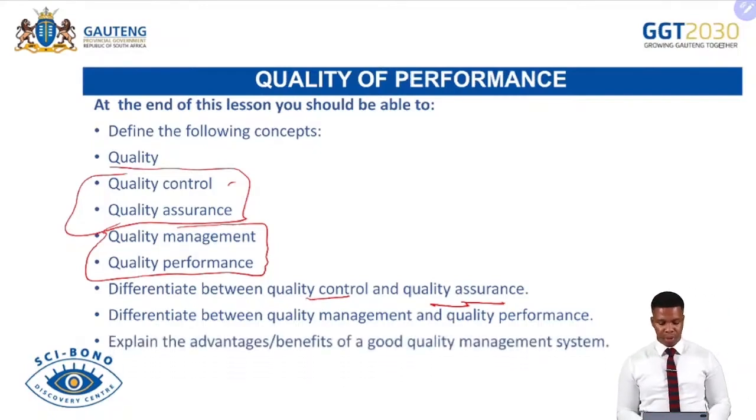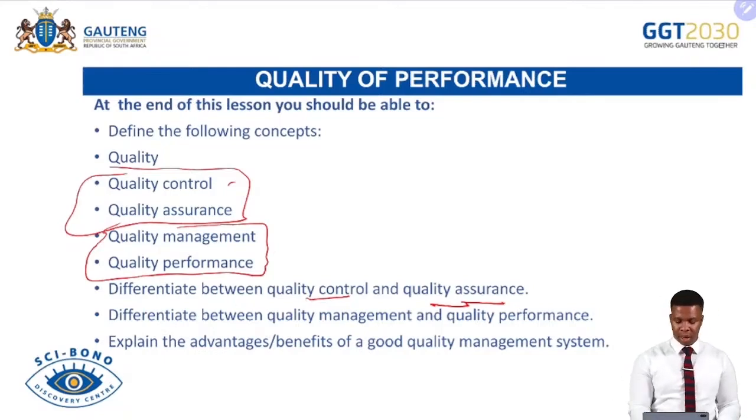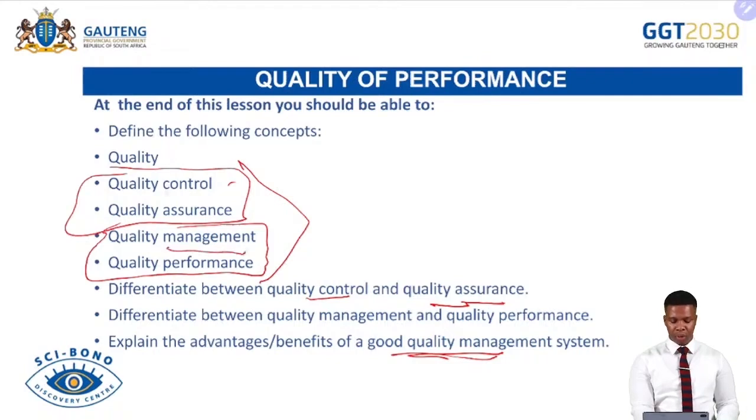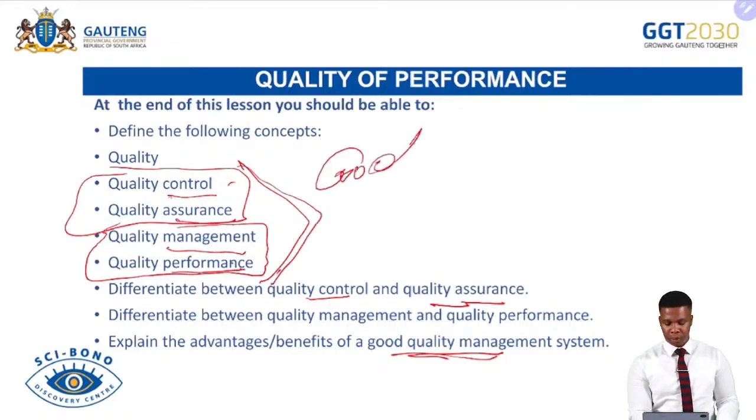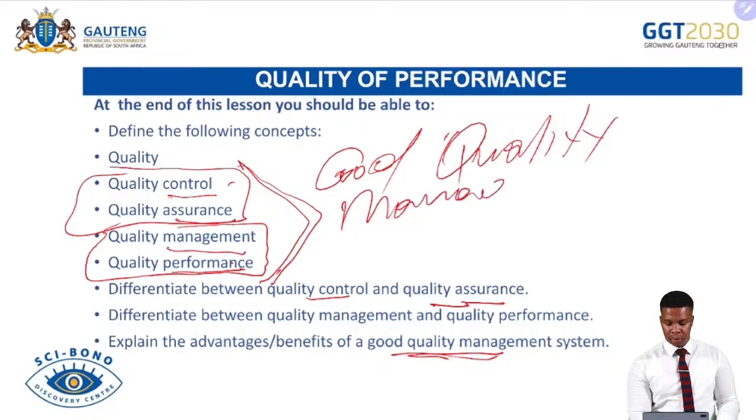Then you should further be able to explain advantages or benefits of a good quality management system. What do we mean by a good quality management system? A good quality management system is a combination of these concepts, which is a business that does quality management together with quality control and quality assurance and quality performance. If they are doing all these concepts, they are having a good quality management system.